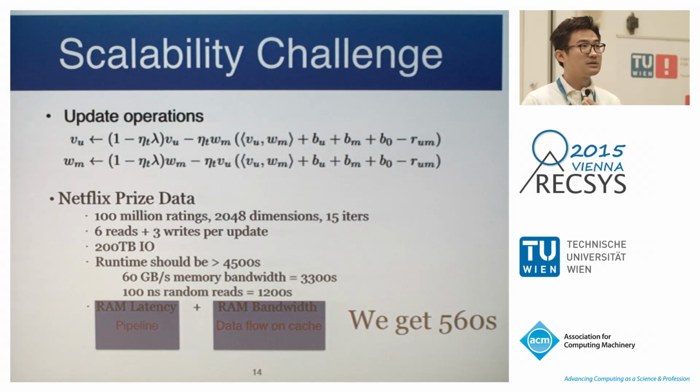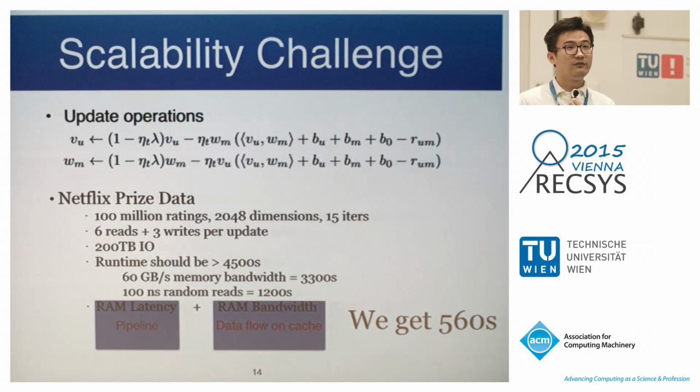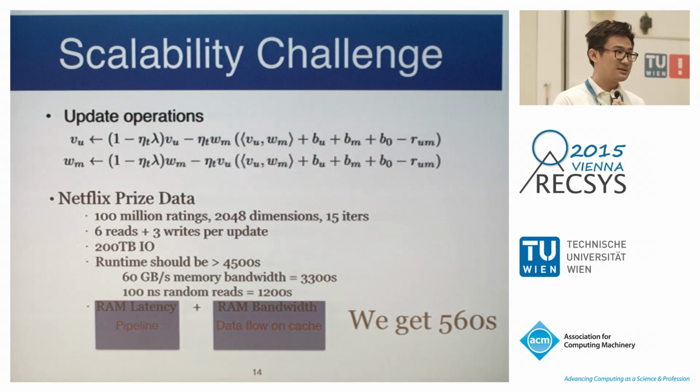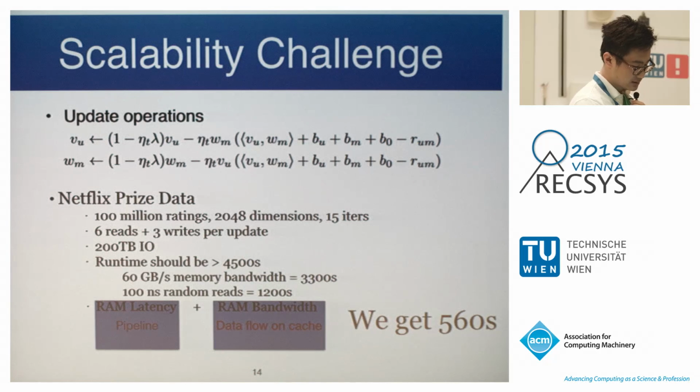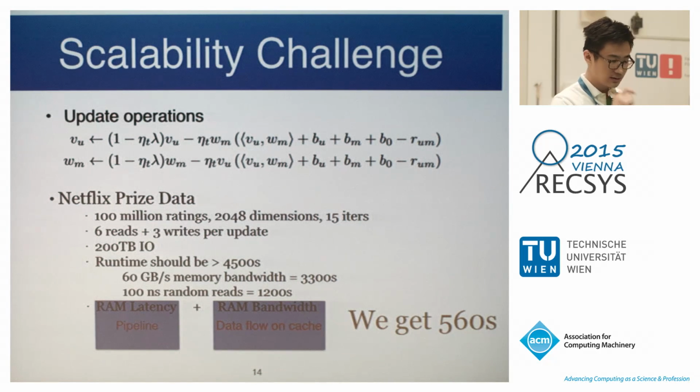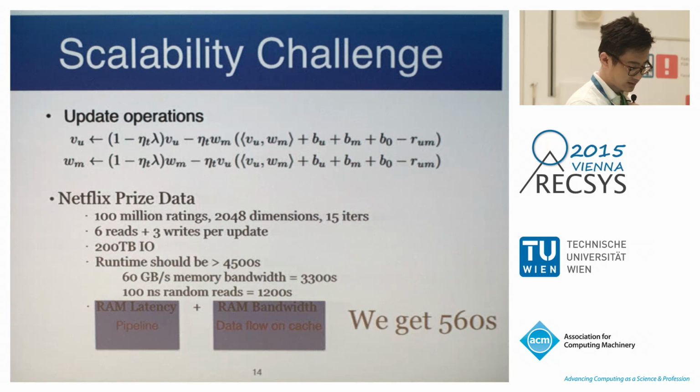We deal with RAM latency by pipeline design. The basic idea is, if we want that data, we don't request it right now. We prefetch the data in advance, and for the RAM bandwidth, we push the data flow on a cache level. So we can finally get 560 seconds for 2,000 dimension Netflix data.